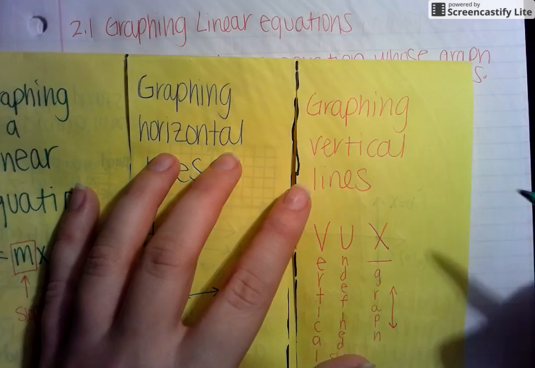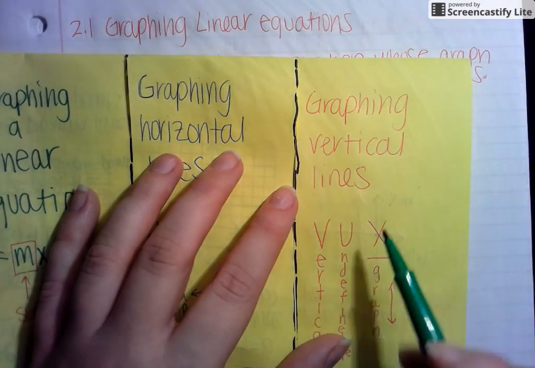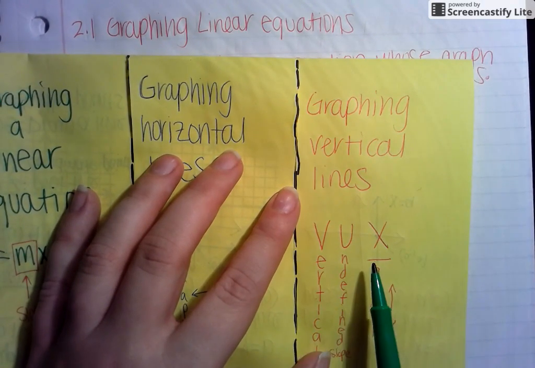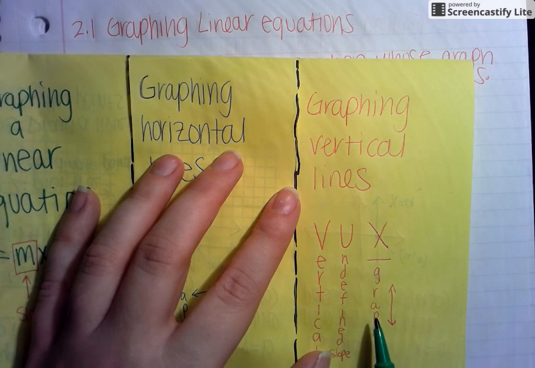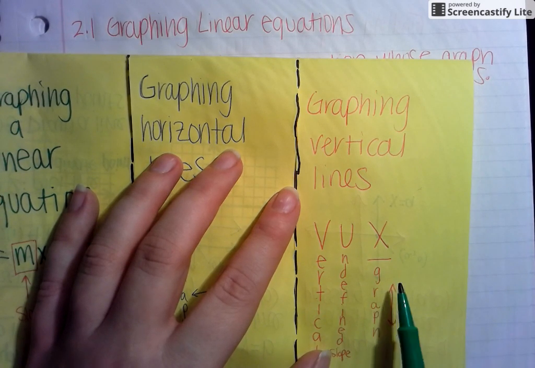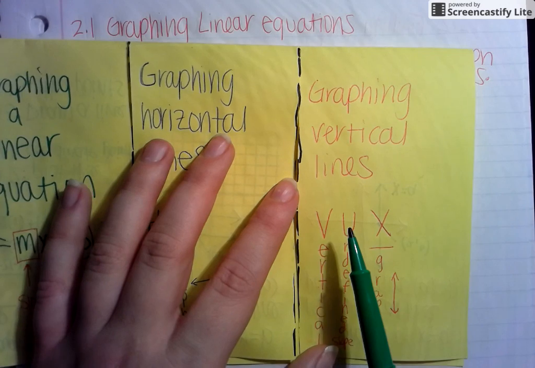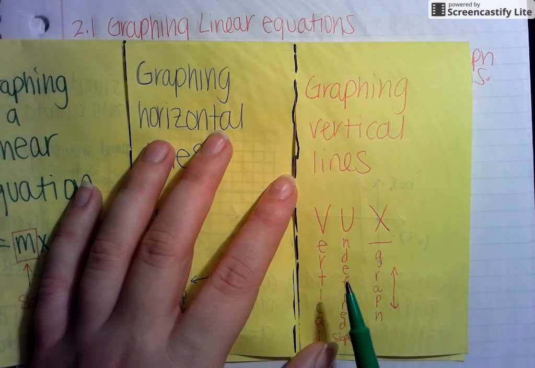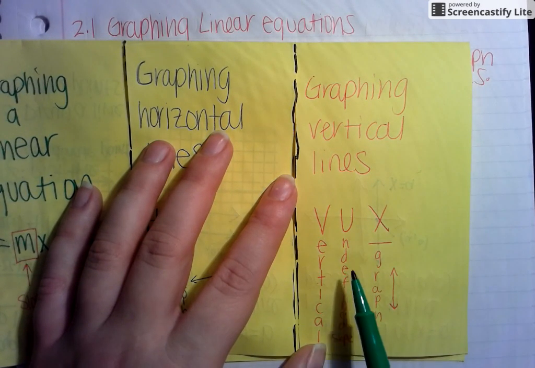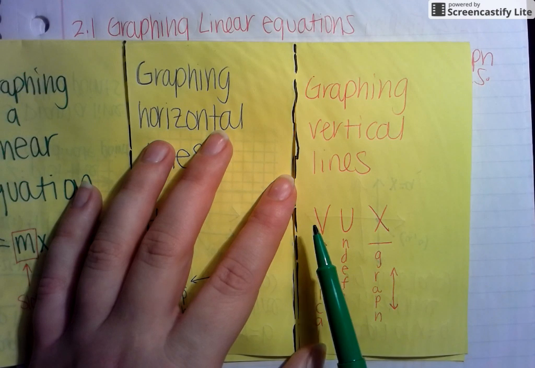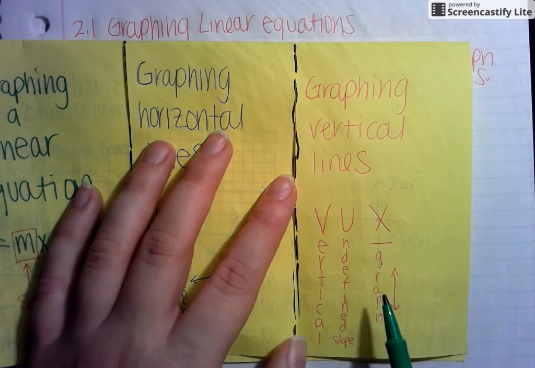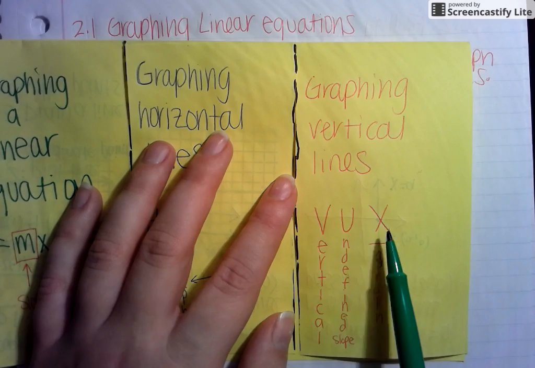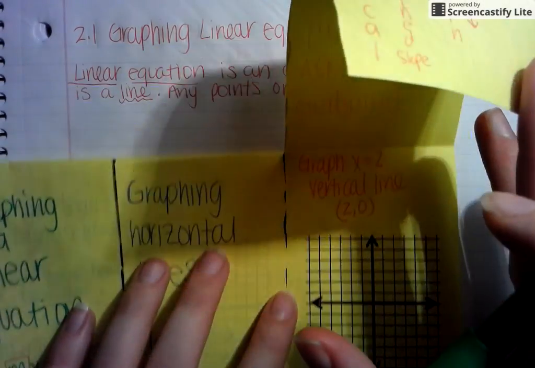Now our third type is a vertical line. When you graph a vertical line, it's for an x equals graph, so it's going to go up and down. The slope for an x equals graph is going to be undefined, and like I said, we'll talk about that in the next chapters. But VUX is how you remember that: vertical, undefined, x graph.